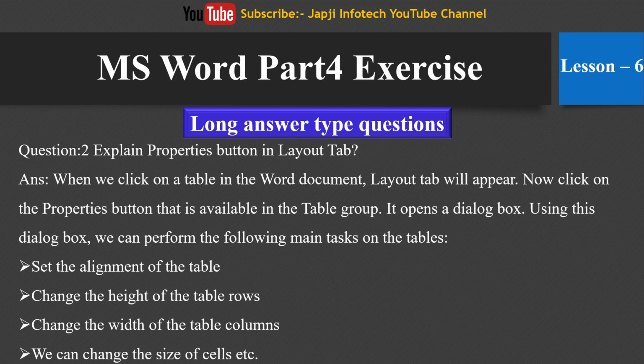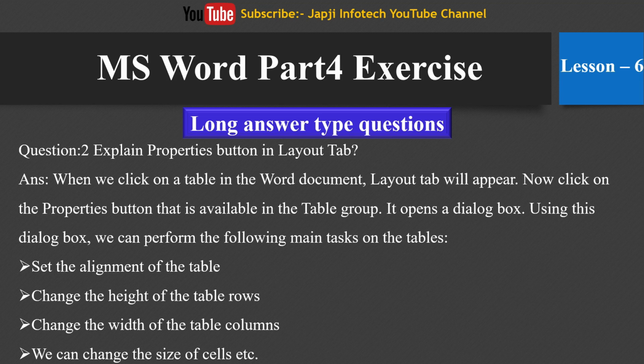And the second question is, explain the Properties button in the Layout tab. When we click on a table in the Word document, the Layout tab will appear. Now click on the Properties button that is available in the Table group. It opens a dialog box.